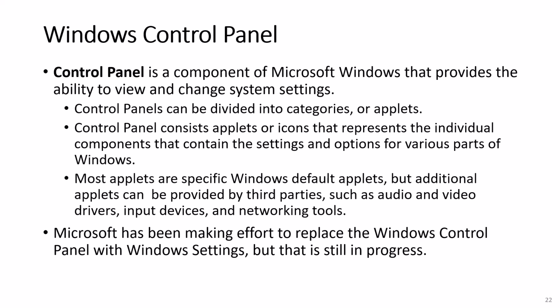Control Panel is a component of Microsoft Windows that provides the ability to view and change system settings. Control panels can be divided into categories or applets. The applets are icons that represent the individual components that contain the settings and options for various parts of Windows. Most applets are specific Windows default applets, but additional applets can be provided by third parties such as audio and video drivers, input devices, and networking tools. Microsoft has been making an effort to replace the Windows control panel with Windows settings, but that is still in progress.